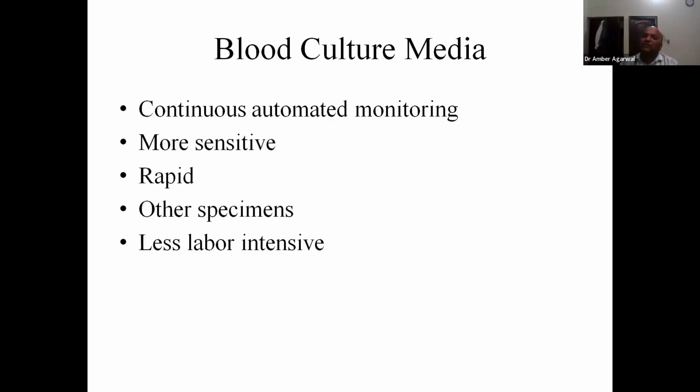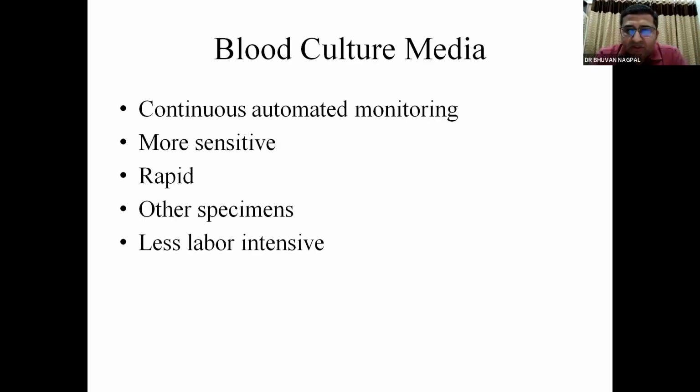Now, what are the benefits of blood culture media? It is more sensitive, rapid, and less labor intensive. Manually, if you are using a manual bottle, ideally it has to be subcultured on the second day and on the fourth day. Automated systems are less labor intensive because in manual culture you have to subculture, which can introduce contamination as well.